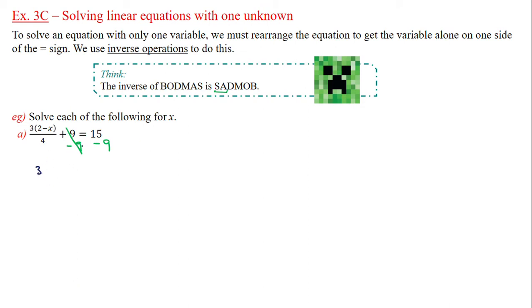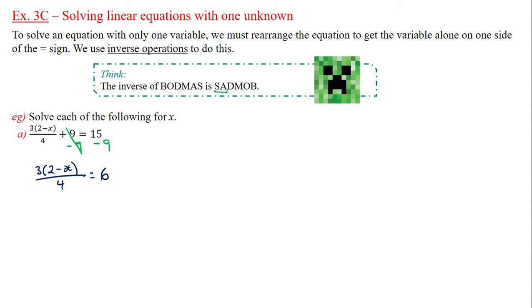You could skip this green part entirely. So 3 bracket 2 minus x is left over 4. And we have 15 minus 9 is, of course, 6. The next thing we need to do to get x on its own, so we would usually go 3 bracket, so we would do the brackets first, then the multiplication.